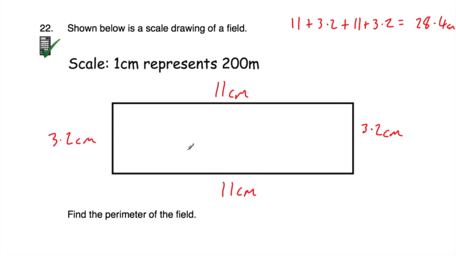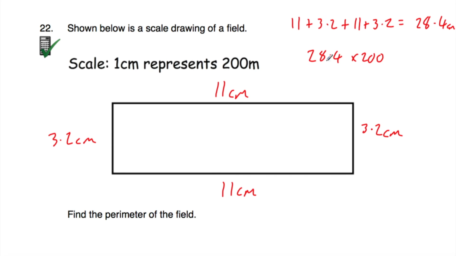11 plus 3.2 plus 11 plus 3.2 is 28.4 centimeters. Now each centimeter is 200 meters. So if we take our 28.4 and multiply that by 200, because each centimeter is 200 meters.